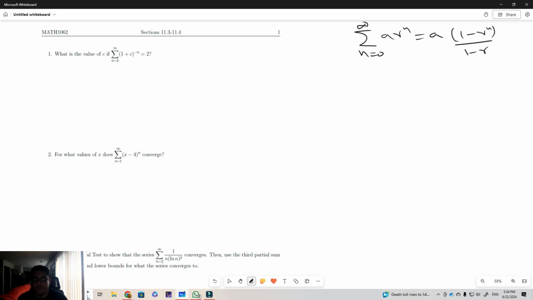Notice that the geometric series starts from n equals 0, meaning a plus ar plus ar squared plus. We want to create the same effect here, but we're starting from n equals 2, which is a different starting point. So what we're going to do is factor out (1 plus c) squared. Now this is the series from n equals 2 to infinity of (1 plus c) to the minus n minus 2.